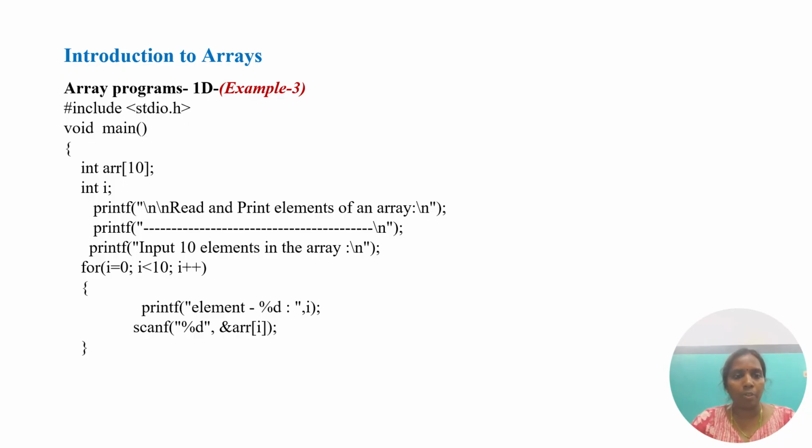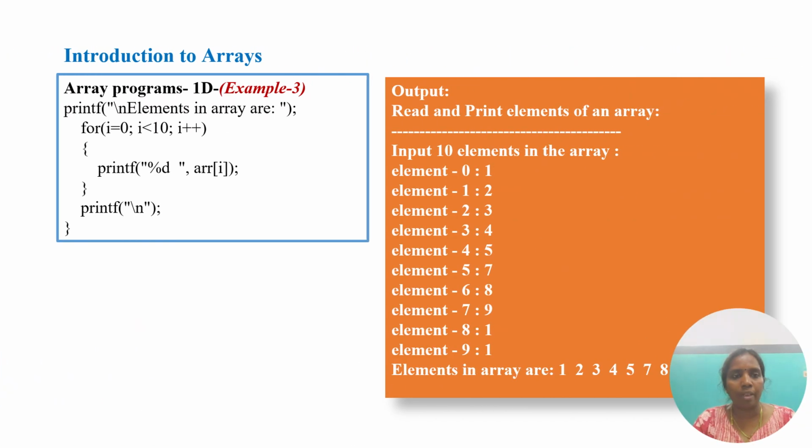This small program shows how to read and print the elements of an array. Whatever values you are giving inside this array, for example, if you are giving the input as 1, 2, 3, 4, 5, you can see element 0 is 1, element 1 is 2, element 2 is 3, element 3 is 4, element 4 is 5, element 5 is 7, element 6 is 8, element 7 is 9, element 8 is 1, element 9 is 1. So whatever input we give, we can find out what the elements in an array are.